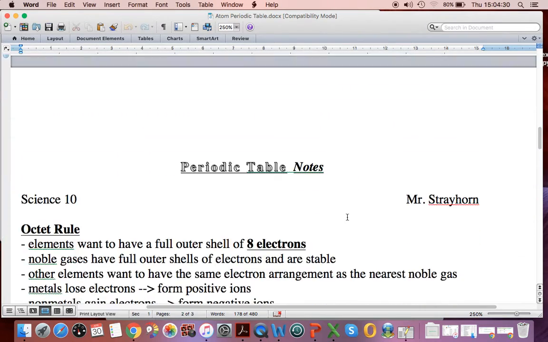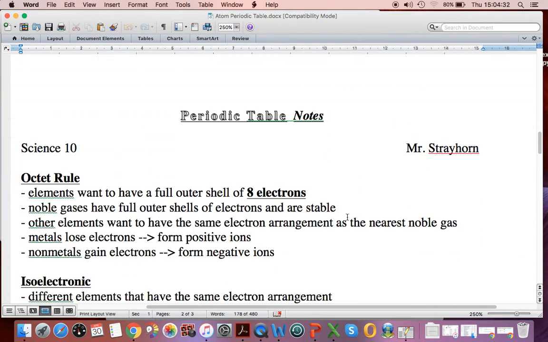You also have a summary sheet that looks like this. It had the octet rule, and that's reminding you that elements want to have 8 outer electrons. That is a full outer shell. The exception would be helium, which would have 2 outer electrons.